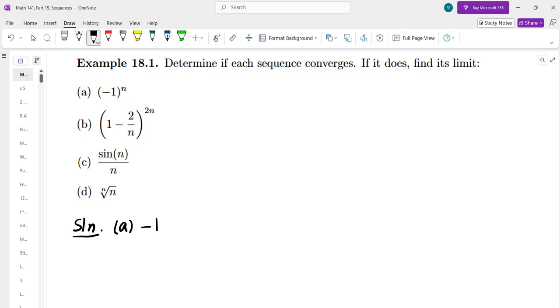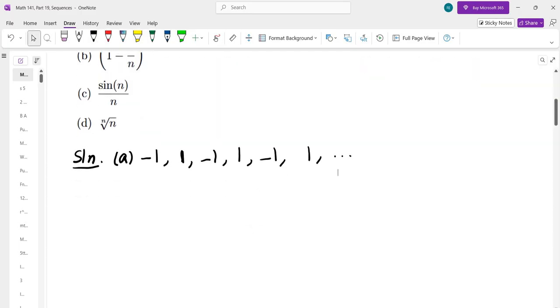Well, for n equals 1, we have -1. For n equals 2, we have (-1) squared, which is 1. The next one is (-1) cubed, which is -1, (-1) to the fourth, which is 1, -1, 1, etc. So these values do not converge to any specific value. They alternate between 1 and -1. So that tells us that the limit does not exist.